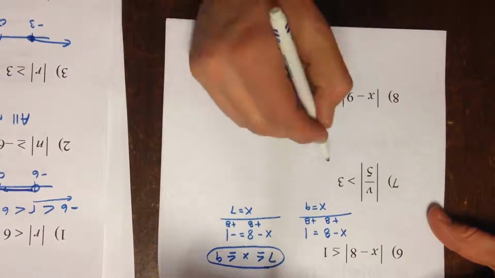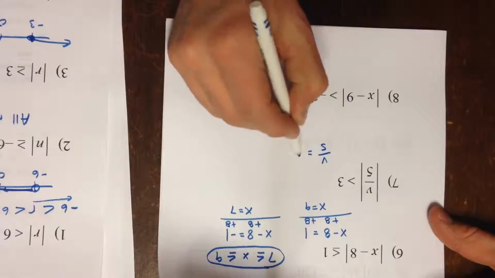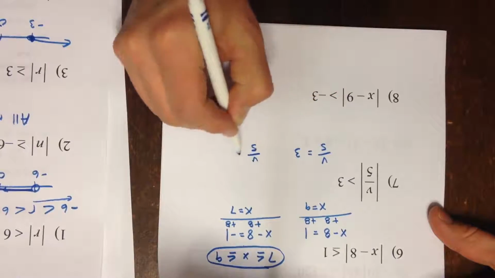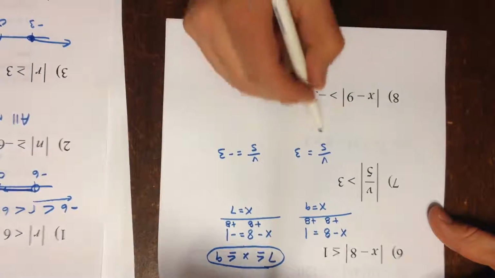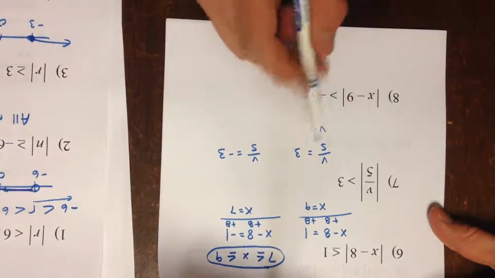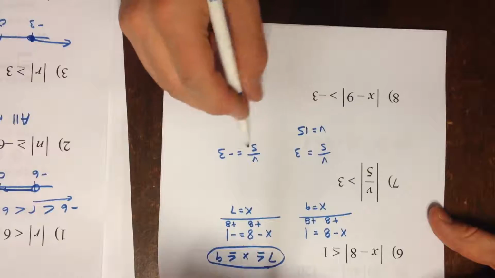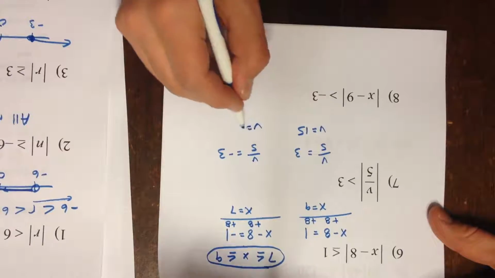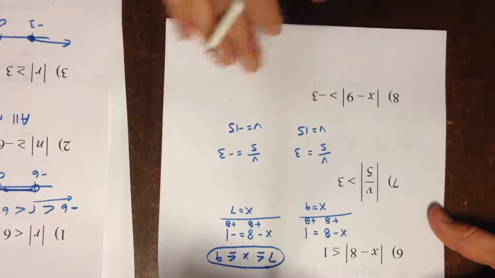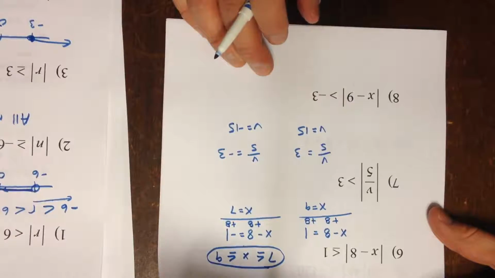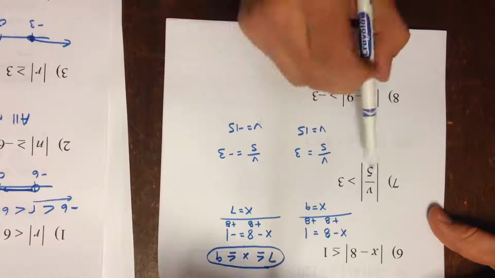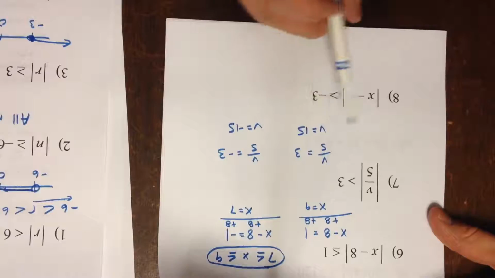I may get cut off here, but if I set this equal to 3 and negative 3, this is pretty quick. 5 times 3 is 15. Negative 3 times 5 is negative 15. So those are my two answers that I'm going to evaluate, but since it's a greater than, think about this.